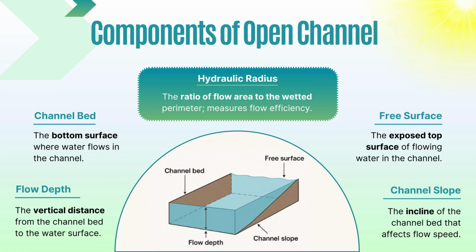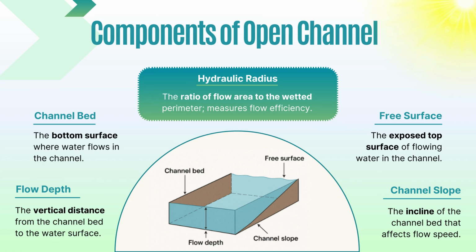Unlike closed pipe flow, the free surface is affected by wind, pressure, and slope, all of which impact how water moves. Channel slope is another important factor. This is the incline or gradient of the channel bed. A steeper slope means faster flow, while a flatter slope results in slower water movement. Engineers carefully design slopes to control velocity and prevent erosion.